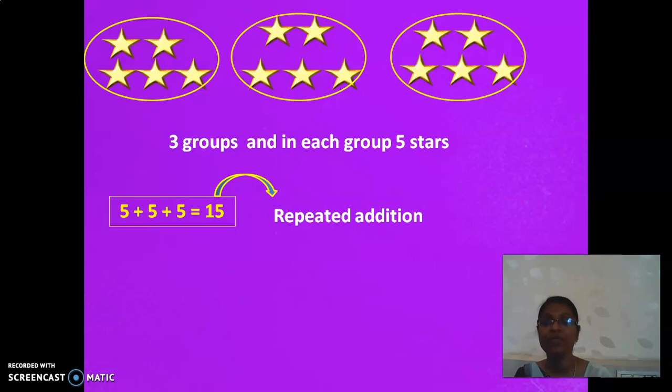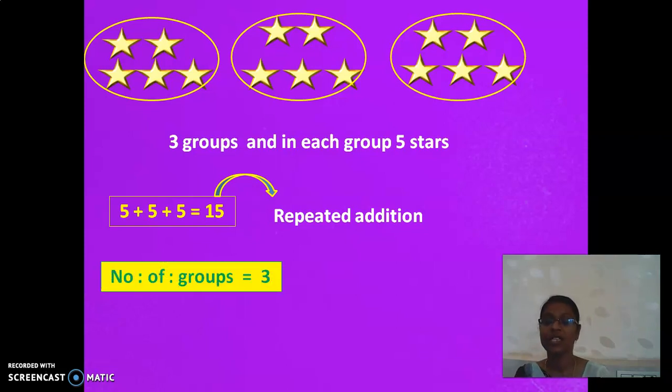So I am adding 5 three times, repeatedly adding the same number. 5 plus the other 5. So I am adding repeatedly. Now see the next one. How many groups are there? 3 groups are there. So 1, 2, 3. These are the groups. So we have learnt in bundling, isn't it? 100 bundling, 10 sticks with the 10 bundlings, and each stick is known as the ones.